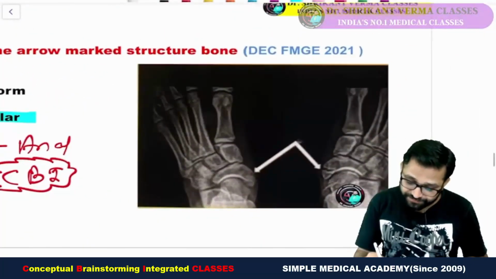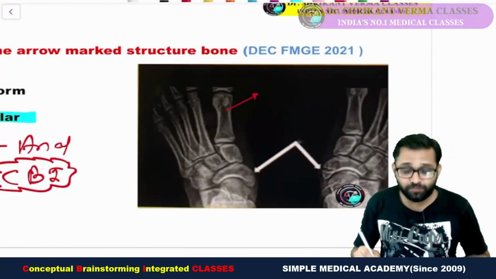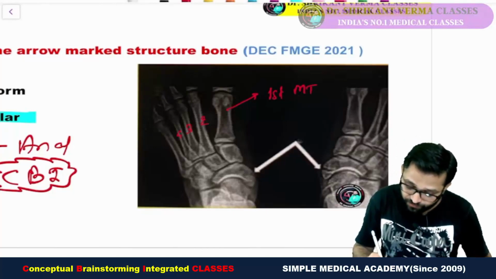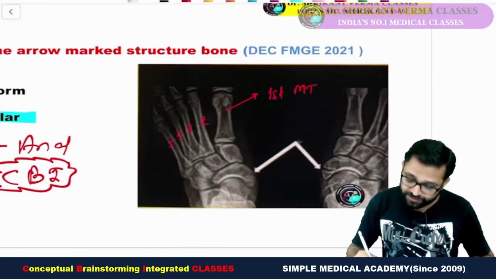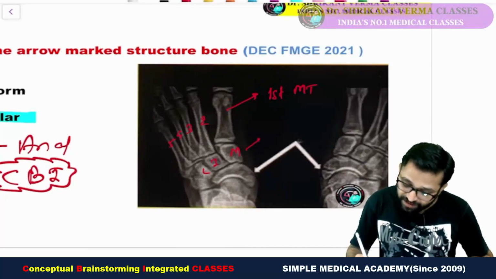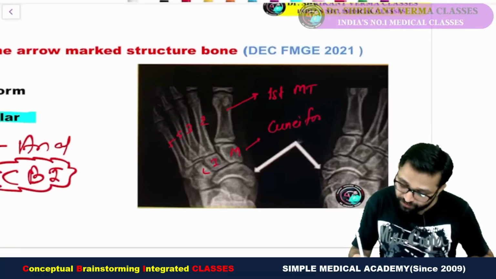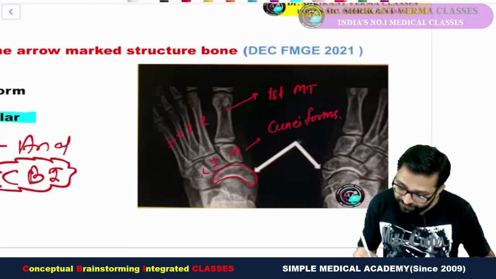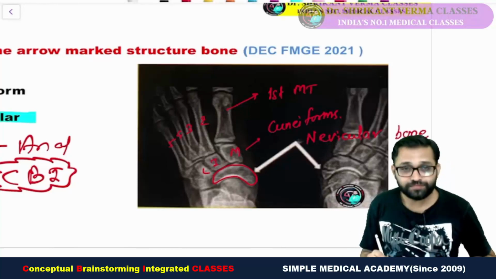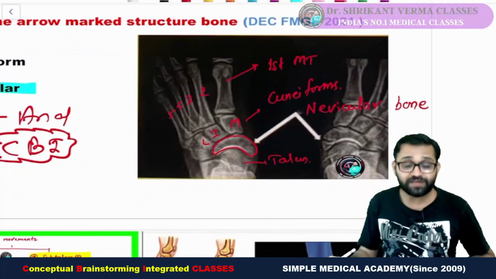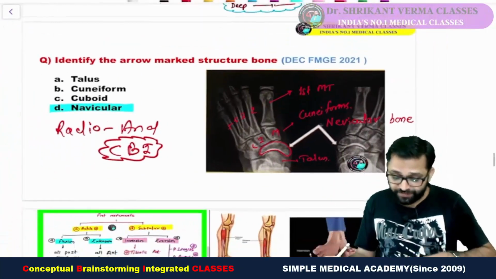Now see here, apply that. This is the very thick bone, so this is our first metatarsal, then second, third, fourth, fifth. Now if these are the metatarsals, then these are the medial, intermediate and lateral cuneiforms. You can see there is a navicular-shaped bone, so definitely this is our navicular bone, and here will be the talus. The talus is articulating with the navicular. Getting the point?